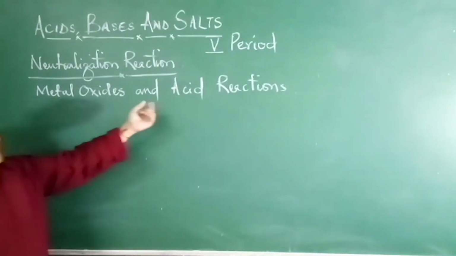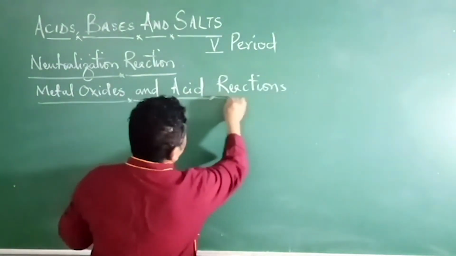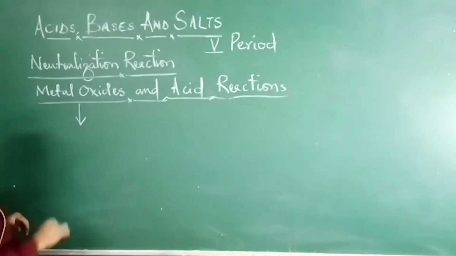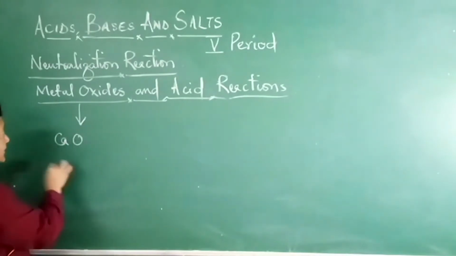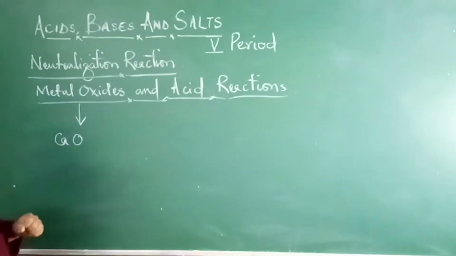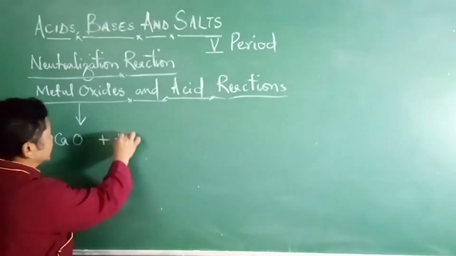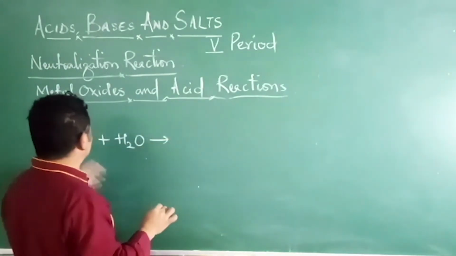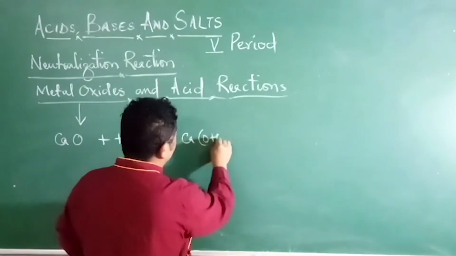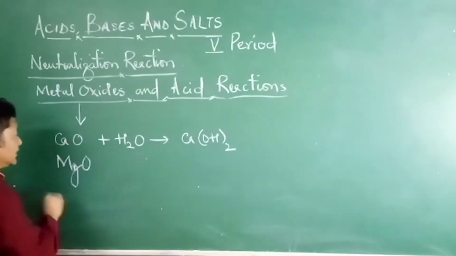Metal oxide and acid reaction is a neutralization reaction. Why? Because a metal oxide like calcium oxide, when it comes in contact with water, dissociates completely in water to form calcium hydroxide.